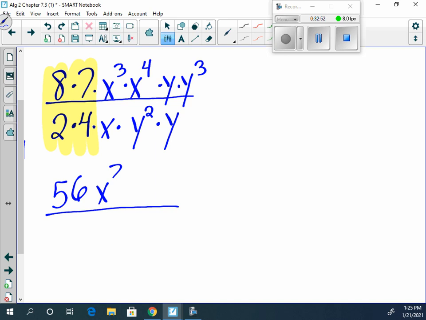When the bases are the same, we add the exponents together. So y times y to the third would give me y to the, it's not written, but it's really y to the first. Because y to the third tells me I have y multiplied by itself 3 times. And if I multiply by one more y, I have how many? 4. And that's everything on top. On bottom, 2 times 4 is 8. X, because x is by itself, not being multiplied by anything else. And then we have y squared times y. Well, y squared times y is y to the third.